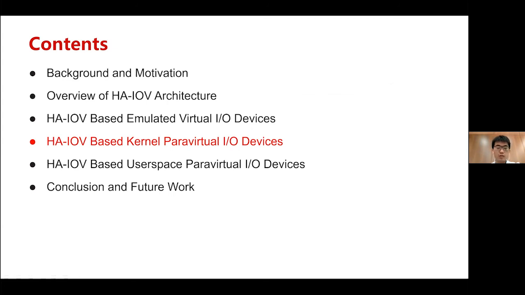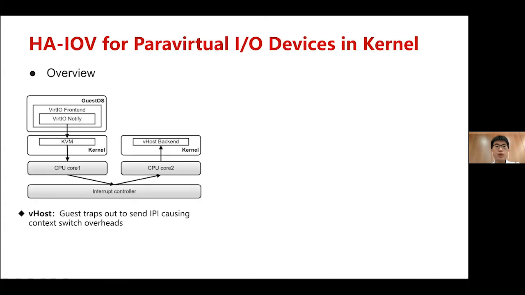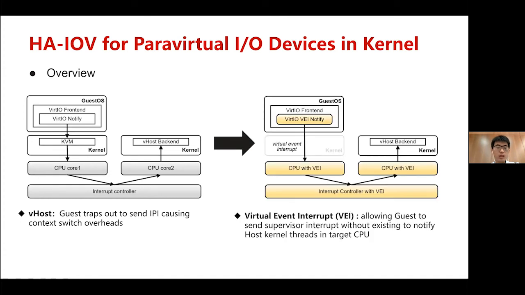Kernel paravirtual I/O devices, such as vhost-net, can also benefit from HA-IOV. In the existing method of accessing kernel paravirtual I/O devices, guests should trap out to set notifications. In HA-IOV, we propose the VI, which allows the guest to set a supervisor interrupt without trapping out. Host kernel threads can thus be woken up quickly by eliminating the overhead of context switch between host and guest.